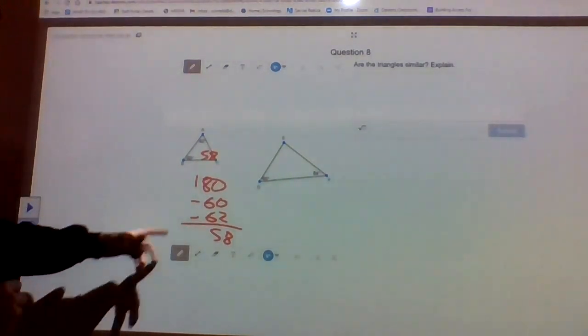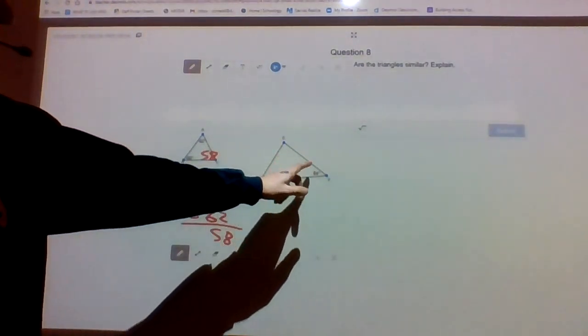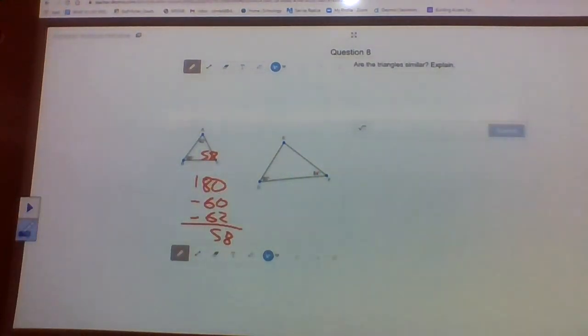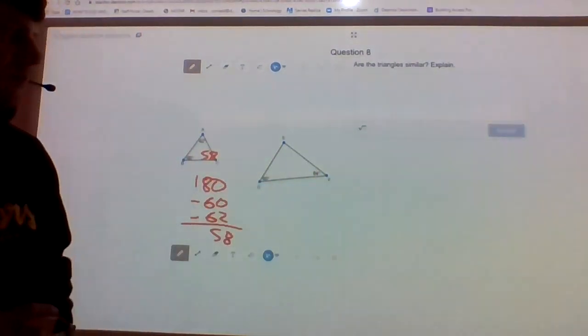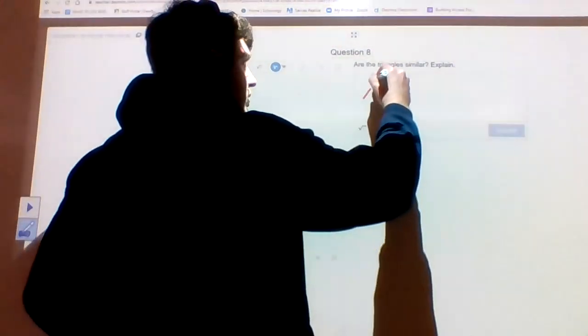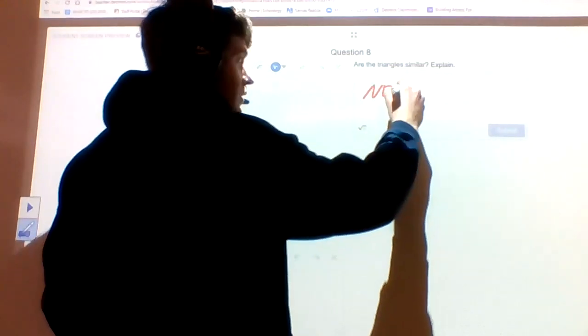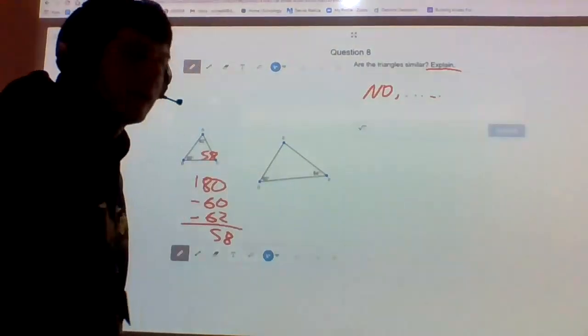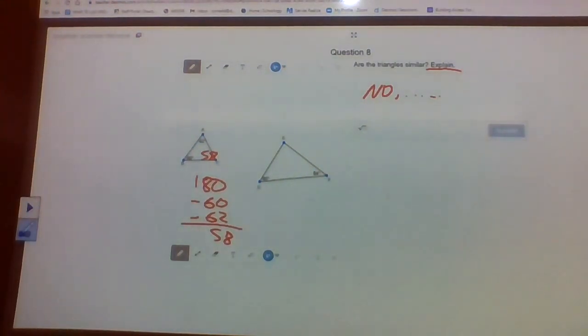And if we notice, this is not going to match up over here, right? This is 54. 58 does not match up with 54. 62 does not match up with 54. So we're only going to have one pair of congruent angles. So the triangles are not going to be similar, okay? Because we only have one pair of congruent angles.